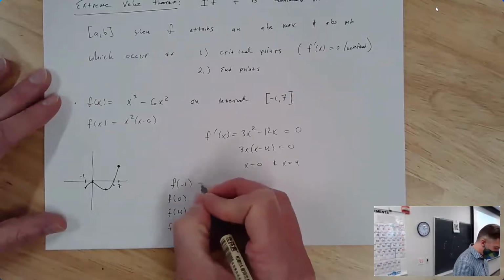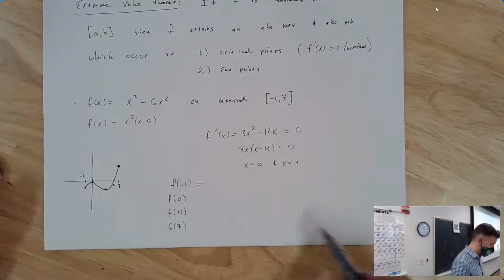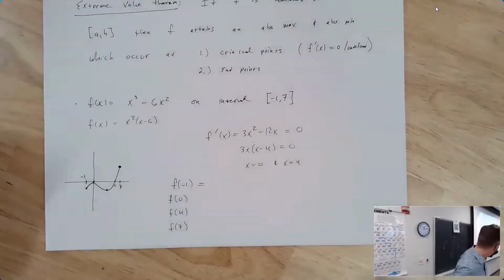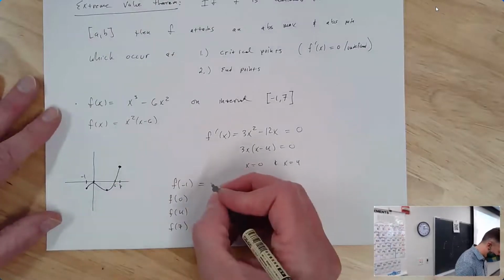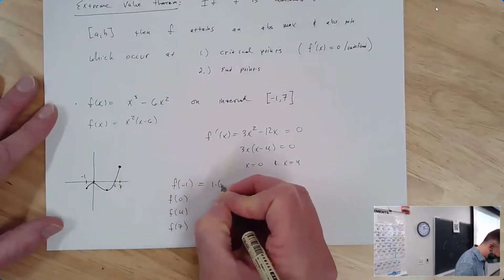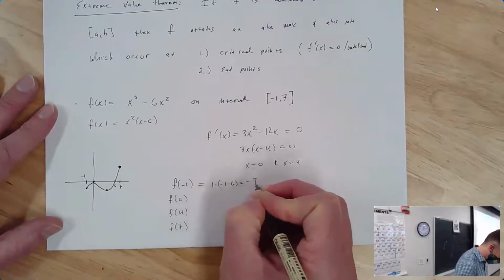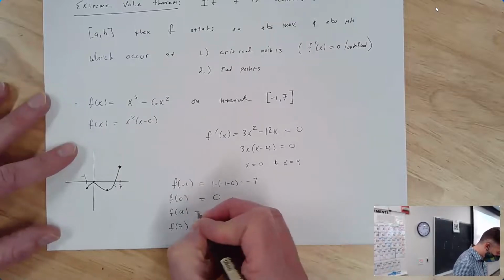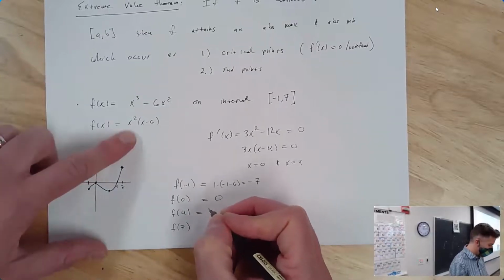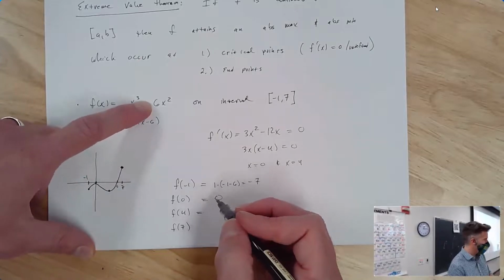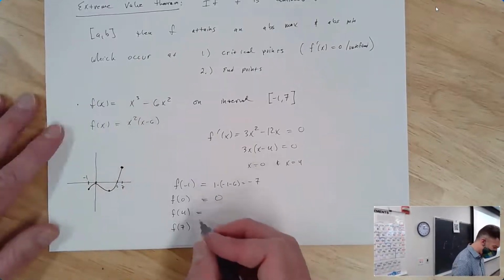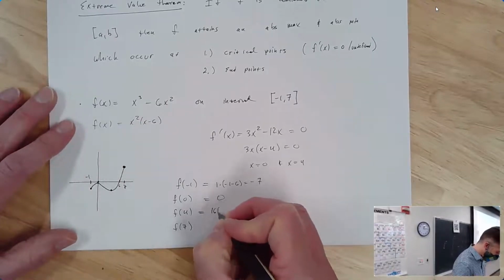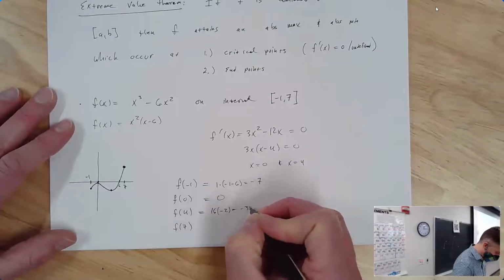So plugging in -1, I will point out it's usually much easier to plug things into the factored version here. -1's easy either way, but if I plug it in here, I'm going to get -1 squared times -1 minus 6, which is -7. Plugging in 0, I'm going to get 0. Plugging in 4, 4 is where you kind of see it's better to do it this way. Because 4 cubed minus 6 times 4 squared is more mental energy than I want to spend. 4 squared times 4 minus 6 is a little bit easier, I think. That's going to be 16 times negative 2, which is negative 32.